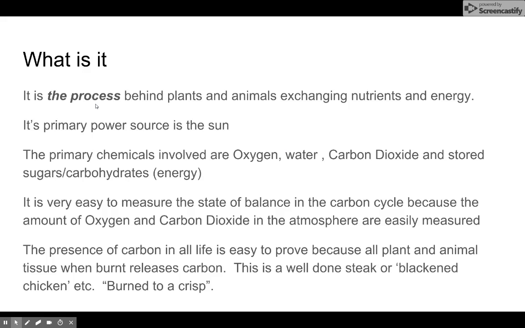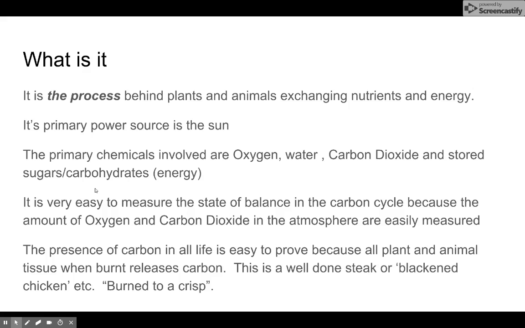It is a process, okay, behind plants and animals exchanging nutrients and energy. Its primary power source is the sun, and it uses the chemicals oxygen, water, carbon dioxide, and stored sugars or carbohydrates. Starches, sugars, carbohydrates are the same thing.